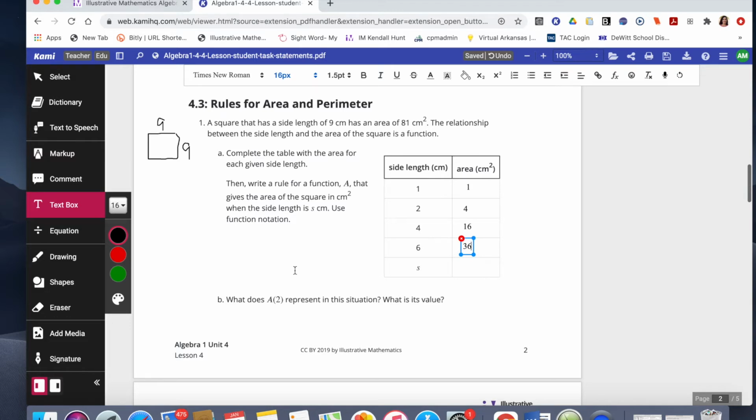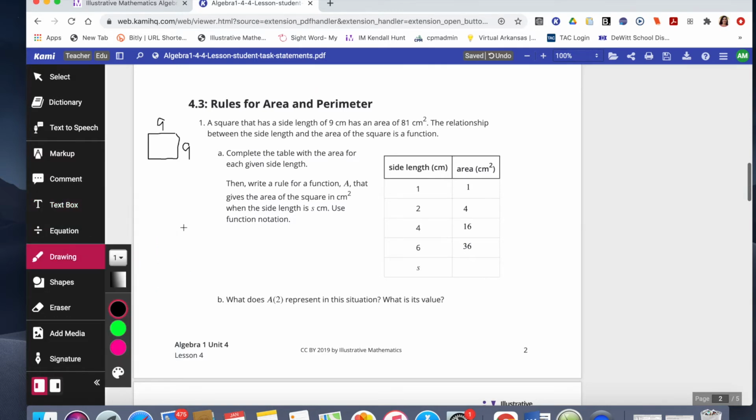Now, when the side length is S, this is different, and some students get confused, like, why in the world are we calling it S? Well, if we have this, then it doesn't matter what we plug in for S. We can use the rule and easily figure it out. My square is not very good, but it will work. So if I say my side length this time is S, that kind of looks like a 5, but I'm trying to make it an S.